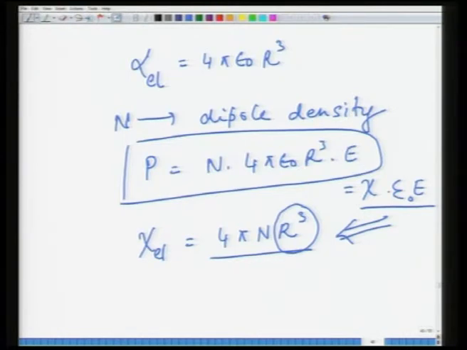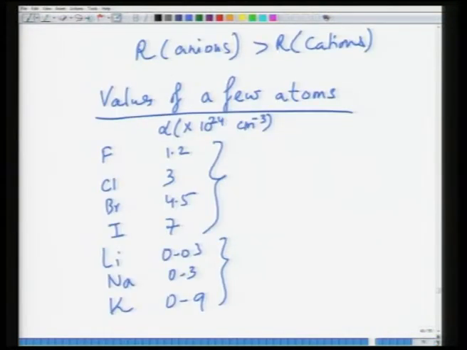So larger atoms can be polarized more than smaller atoms, and this is also seen as a difference in anions and cations, because anions typically tend to have larger radius as compared to cations. For example, in case of fluorine, chlorine, bromine, iodine, as the size of the ion increases, the alpha value, which is the polarizability value, also increases. And similarly for cations, as we go from lithium to sodium to potassium, the value of polarizability also increases.